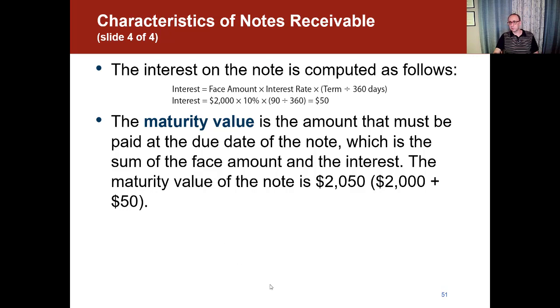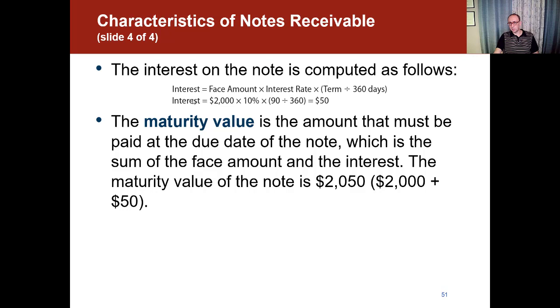So the maturity value is the amount that must be paid at the due date of the note, which is the sum of the face amount and the interest. So in this case, the maturity value of the note is $2,050, which is calculated as $2,000, which is the face value of the note, plus $50, which is the interest that we just calculated.